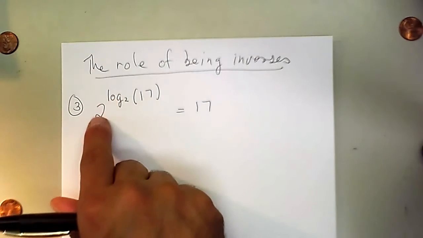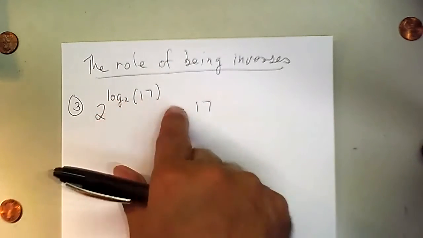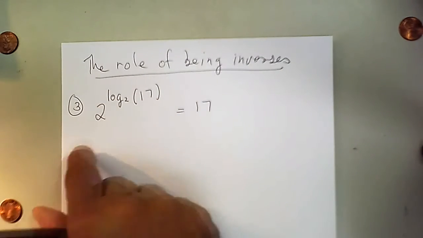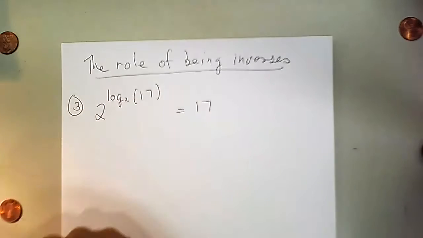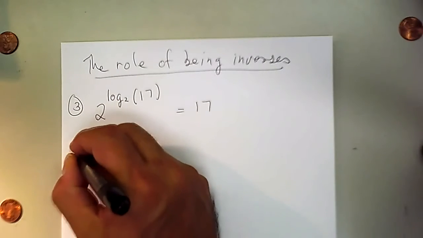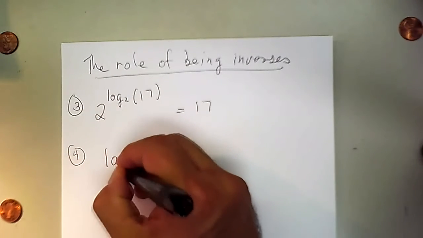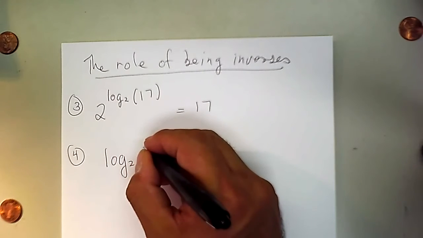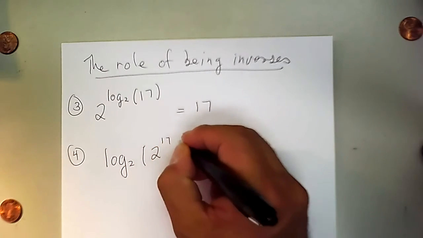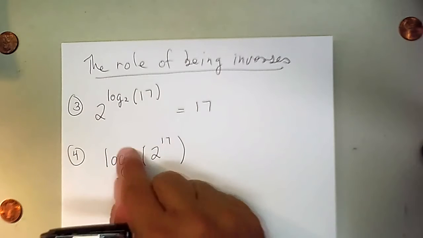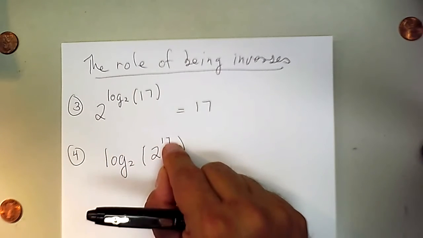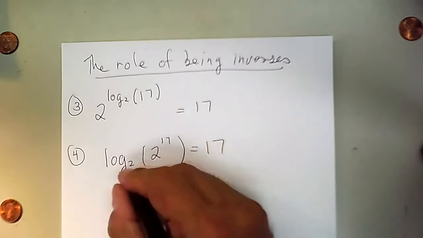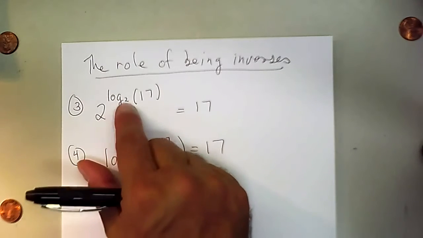They undo each other. The 2 to a power moves to one side of the table where we have the exponents, but then the logarithm brings us back the other way. Similarly, if we have the logarithm in base 2 of 2 to the 17, again, this undoes the 2 to the 17. So we just end up with 17. Either way you do it, they undo each other. Make sure the bases are the same.